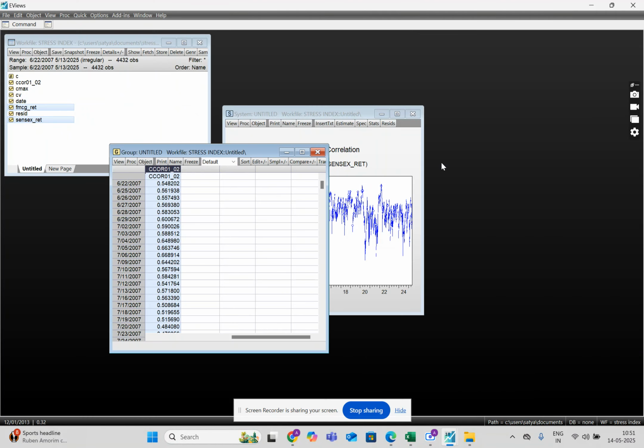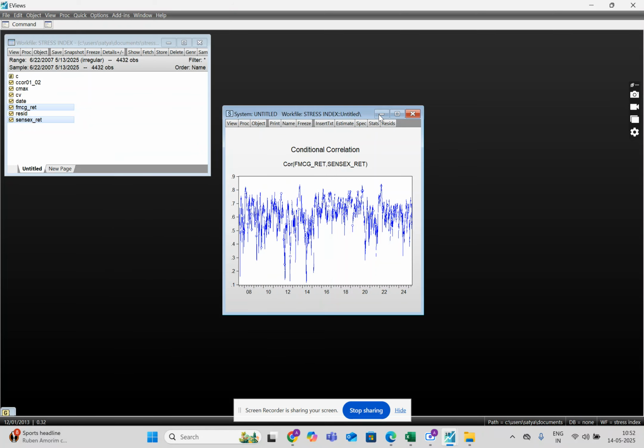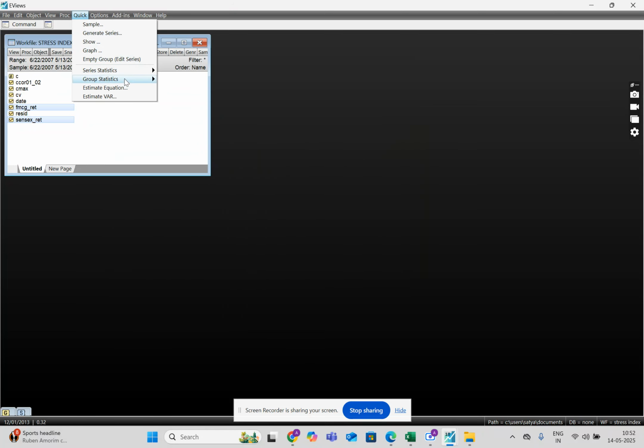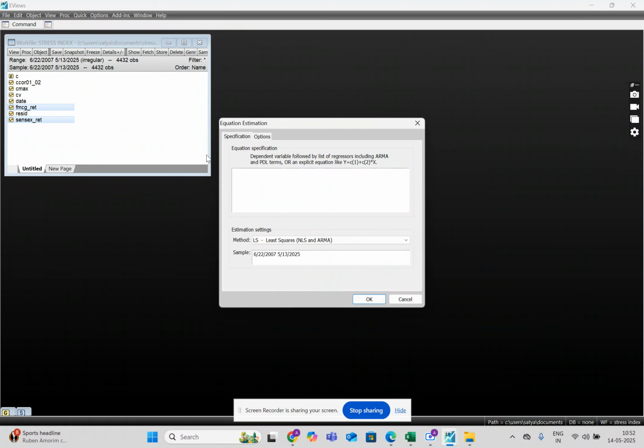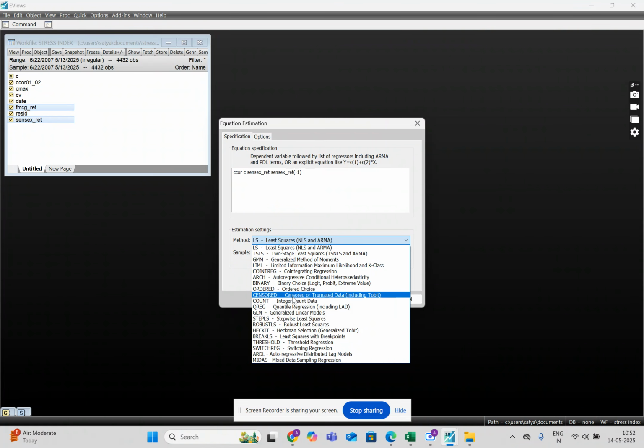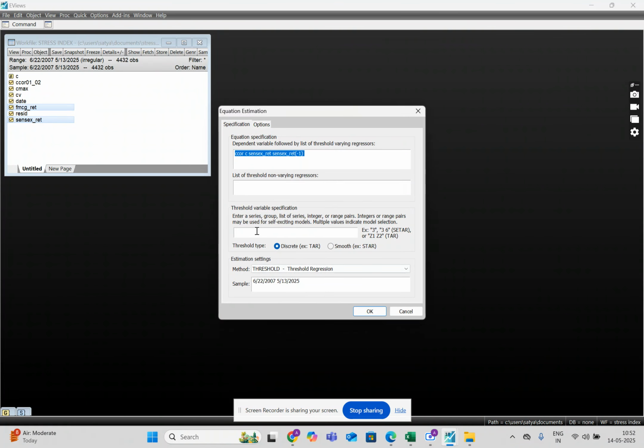So what we do is that we run a discrete TAR model. So please follow the steps along with me. We go to quick, and now we go to estimate equation. And here we write CCOR. Okay, then we write a C, we put a constant term. Then we write Sensex return. And then we can give a one period lag. So we write Sensex return minus 1. And then the threshold equation. Our threshold will be our Cmax series.